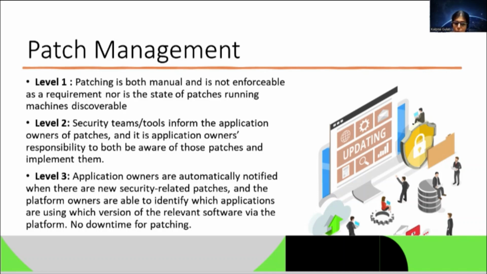A near-term solution should be that the security teams and tools inform the application, or there is an automated way of informing through some tools, that patches are available, and it is the application owner's responsibility to be aware of those patches and implement them. And obviously, based on the fixes in the patch, you have to have a timeline. So if there is a critical fix that has been addressed, fix it in a week. If it's a moderate fix, we give you a month. If it is a low priority fix, take a quarter, right?